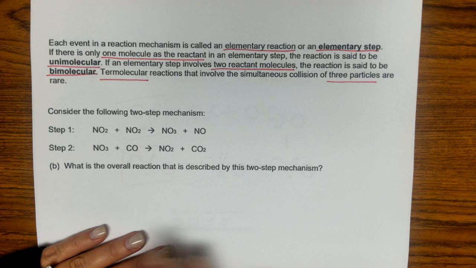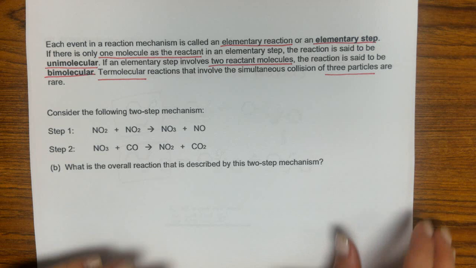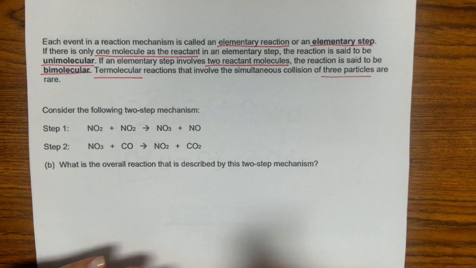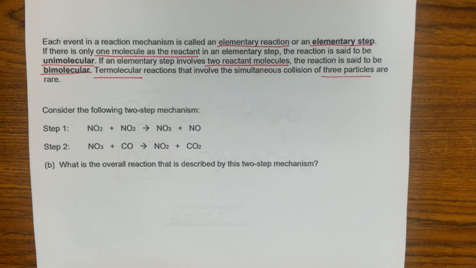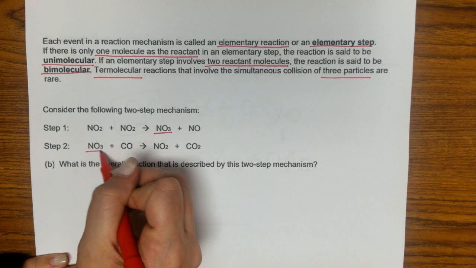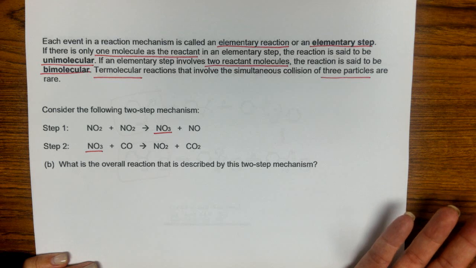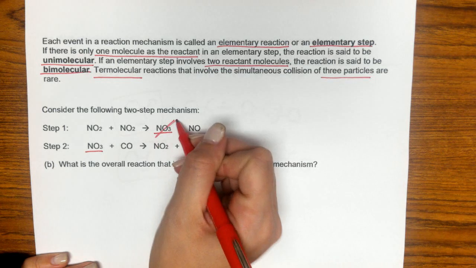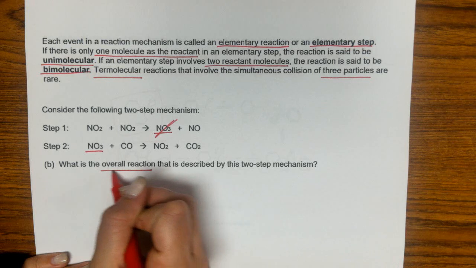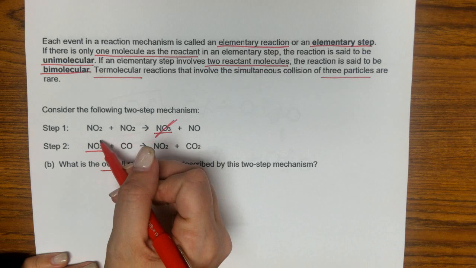Now, question B says, what is the actual reaction? And so when you look at a mechanism, as I showed earlier, there are lots of steps, and a lot of times there are things that are involved in the reaction that actually aren't a product. And so when I look at this mechanism, there's NO3 that's produced in step 1, but then it gets used up in step 2. It's not actually one of our products. So this is not a part of the actual overall reaction. It's involved in the reaction, but it's not a product, and it's actually not one of our original reactants.